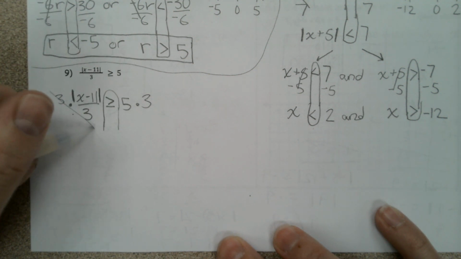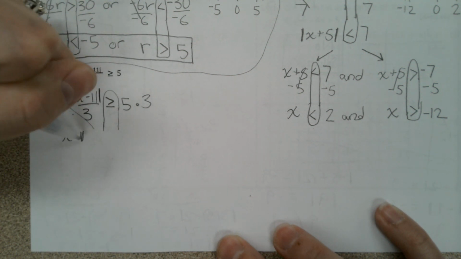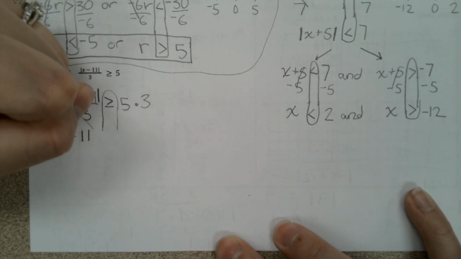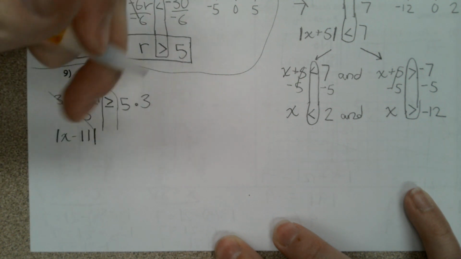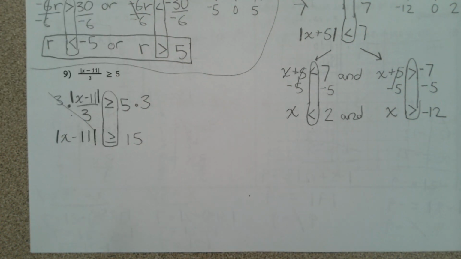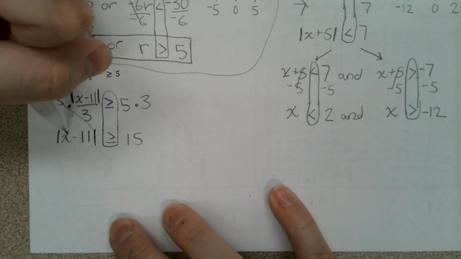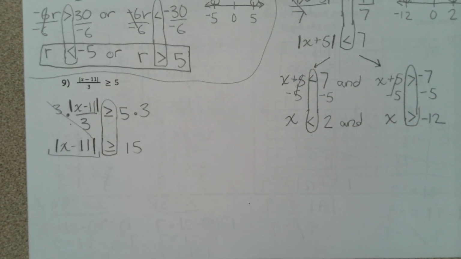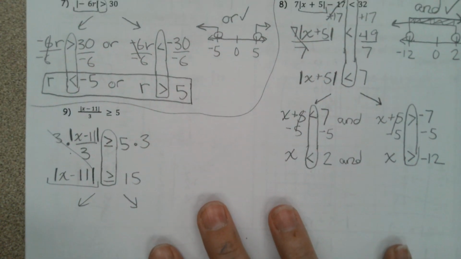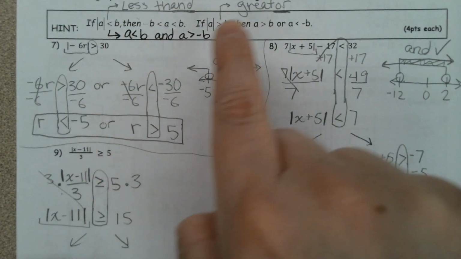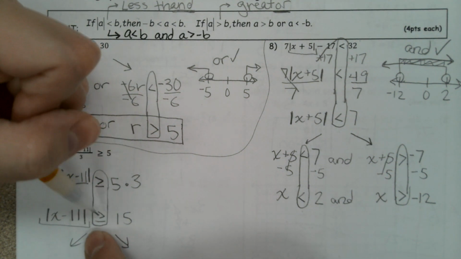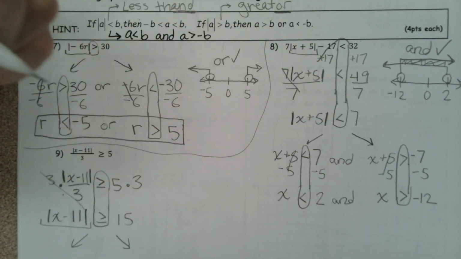Okay, this cancels, and we have x minus 11 is greater than or equal to 15. 5 times 3 is 15. At this point, we are isolated. We don't have anything to remove from the absolute value. So now we can make our two equations. We need to figure out which scenario we have, and or. Let's check. Absolute value is greater than or equal to 15. Greater. This is or.